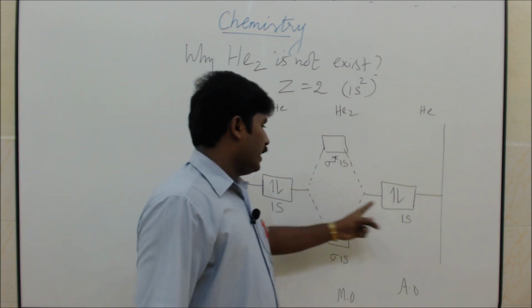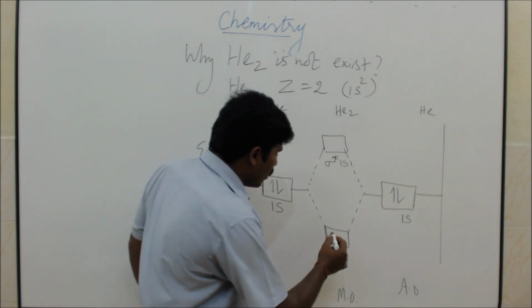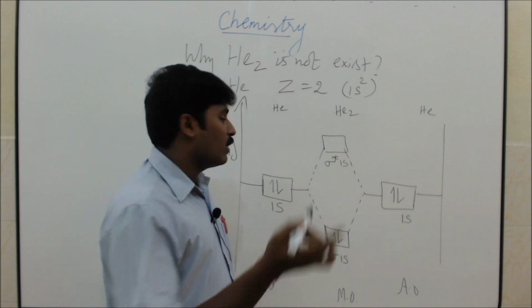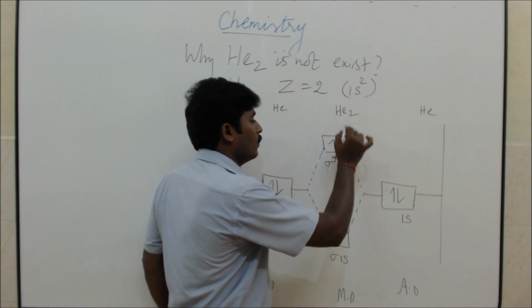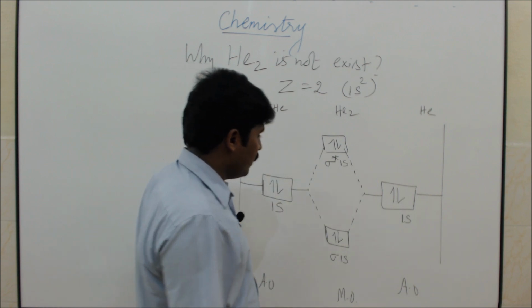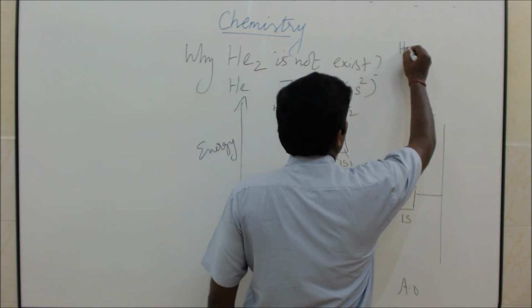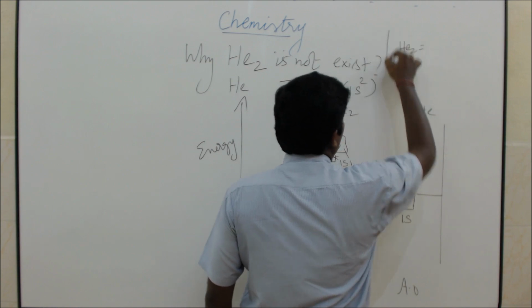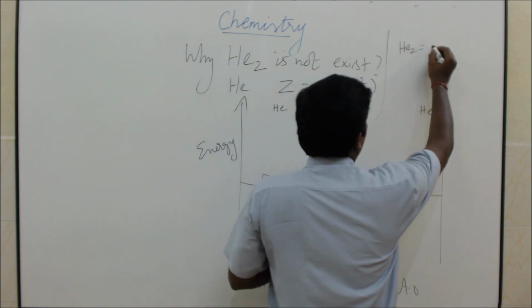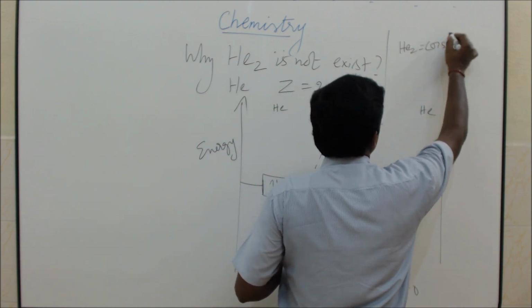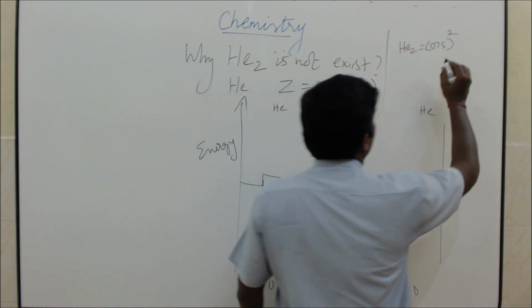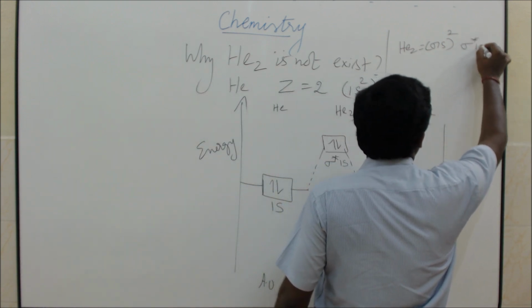In total we have 4 electrons. First you fill the electrons in the bonding level. Then the extra electrons you fill in the anti-bonding level. Now you can write the electronic configuration for the helium molecule. He2 is equal to sigma 1s. How many electrons? 2 electrons. So you write sigma 1s2. Sigma star 1s, how many electrons do you have? 2 electrons. So you write sigma star 1s2.